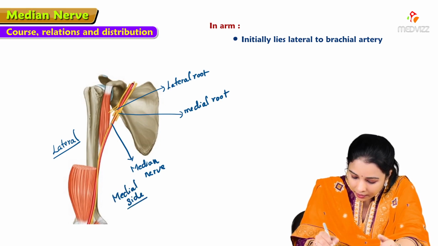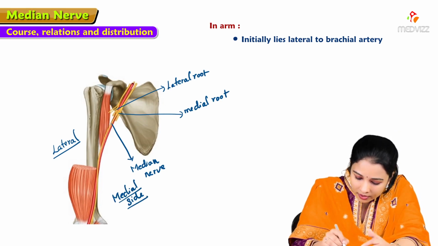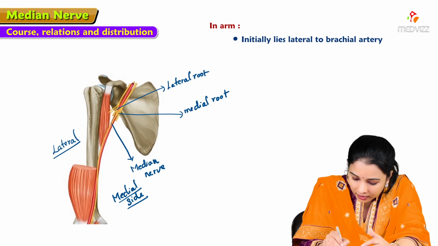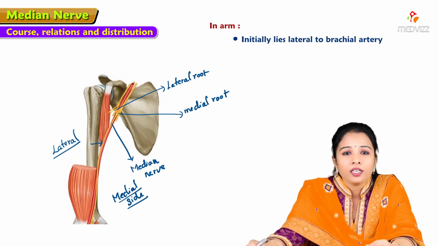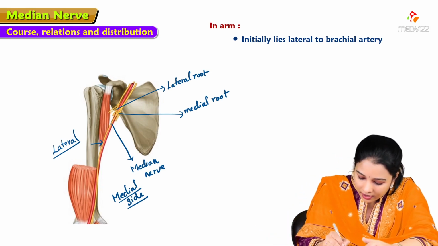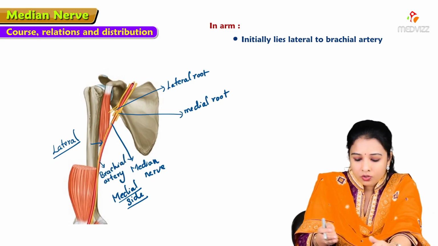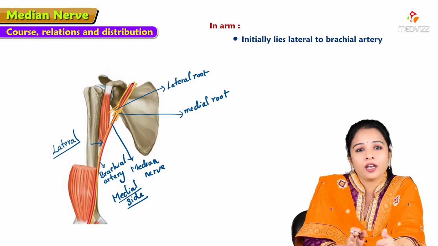This is the anterior view of the whole upper limb. You can see that it lies lateral here. So in the arm, initially the median nerve lies lateral to the brachial artery. So we can see this is the axillary artery continuing to form the brachial artery. So it lies lateral to the brachial artery in the arm.